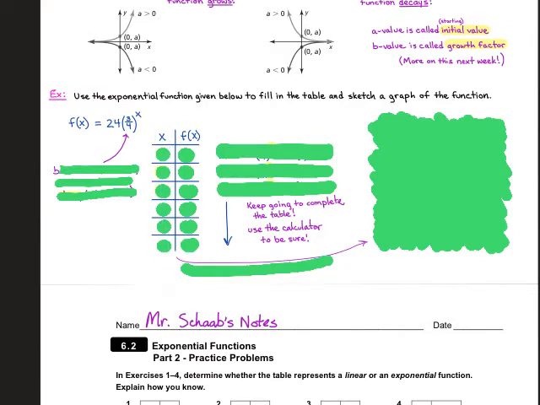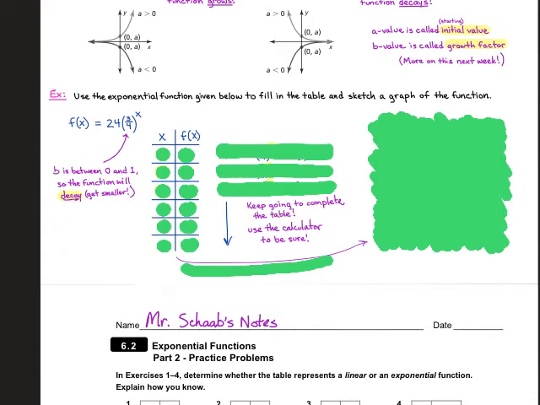A couple things to remember. Our function is f of x equals 24 times 3/4 to the x. Remember, we had two different options with an exponential function. Either the b value, that growth factor, is between 0 and 1, where you have a decay situation, or it's greater than 1 and you'll have an exponential growth situation. In this case, our b value is 3/4, and since that's between 0 and 1, the function should get smaller. It should decay.